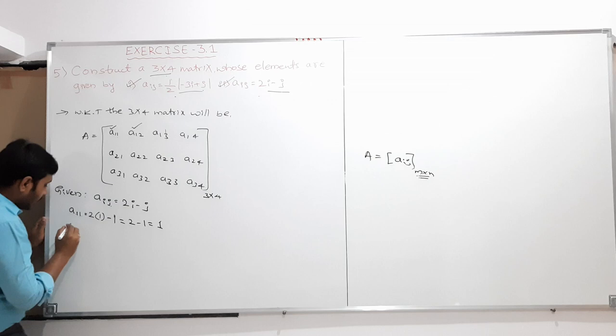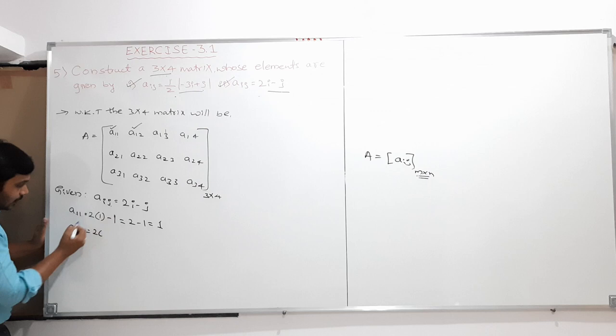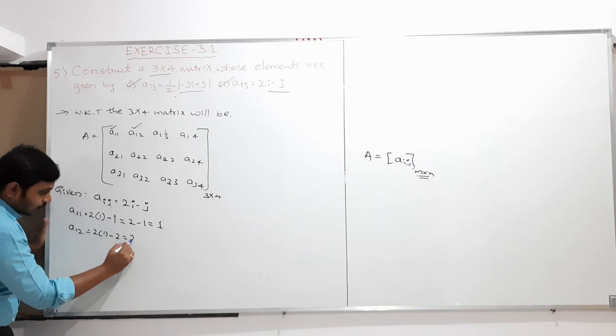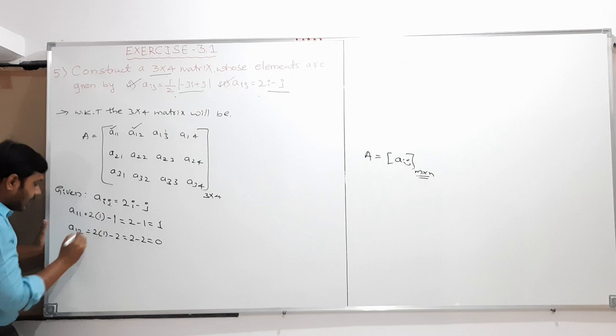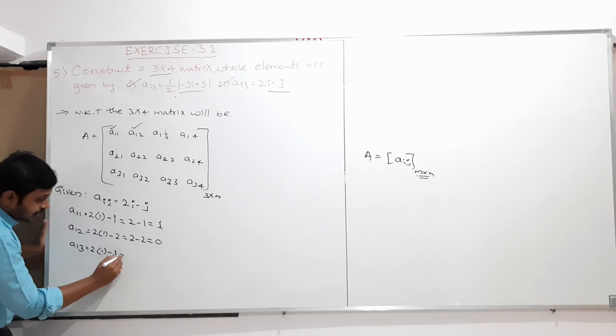Next, come to the second element, a12. a12 is equal to, again, 2 into the i value, 1, minus the j value, 2: 2 minus 2 is equal to 0. And next, come to the third element, a13, is equal to 2 into 1 minus j, which is 3.